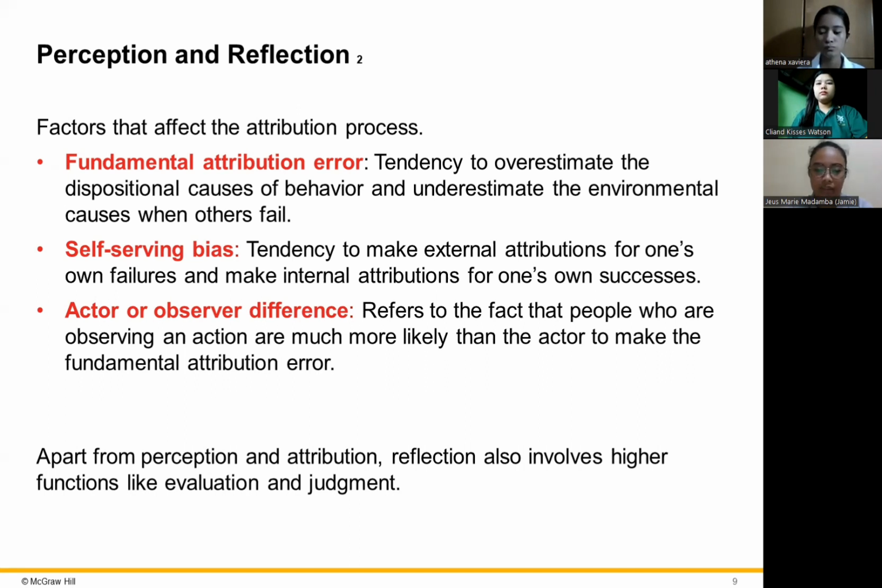This one refers to the fact that people who are observing an action are much more likely than the actor to make the fundamental attribution error. Simply put, we tend to see other people's behaviors as being caused by their personal disposition, while perceiving our own actions as due to situational factors. Discussion of perception and attribution aside, evaluation and judgment could also be involved when it comes to reflection.